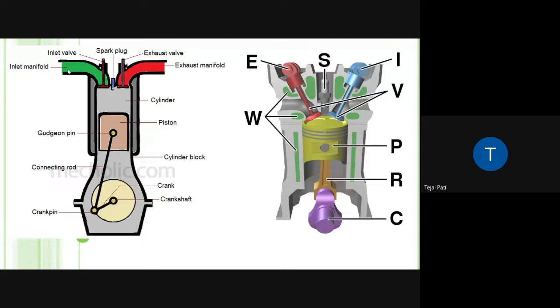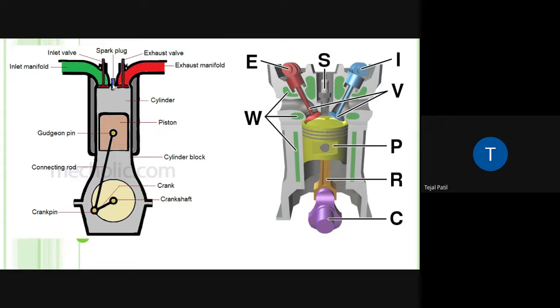Beyond this, you will see this green part. This is the intake manifold, that means the passage for intake of the charge. The charge can be an air-fuel mixture or only air, depending on which type of engine it is. Then this is the exhaust manifold, which means whatever burnt gases there are will be sent outside through this passage. This is the inlet valve, which will be open only when the suction is going on. Otherwise, it will be kept closed. This is the exhaust valve, which will be kept open only when the exhaust is going on.